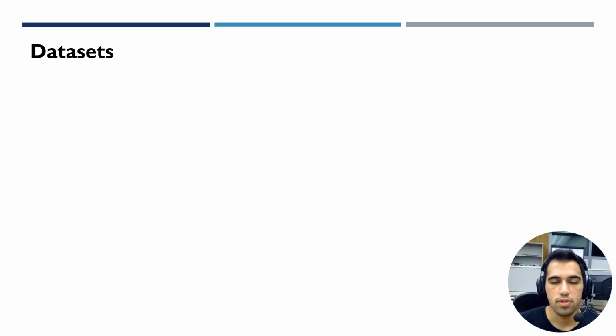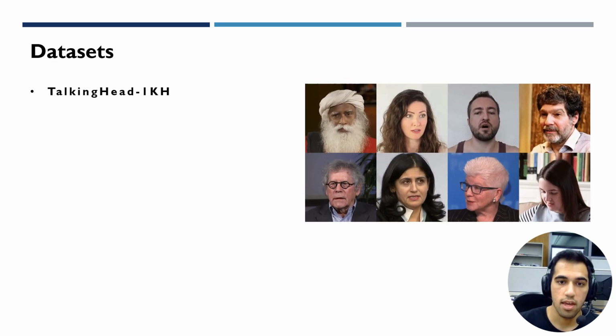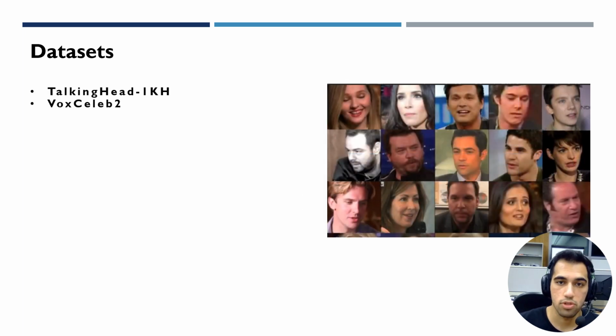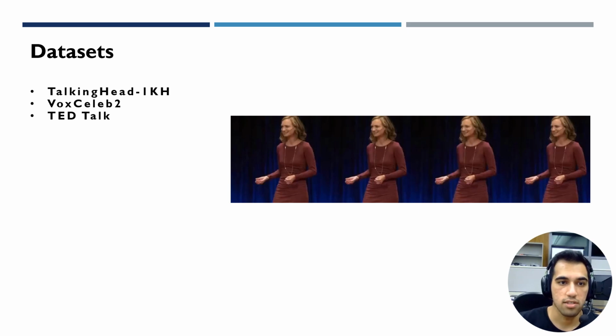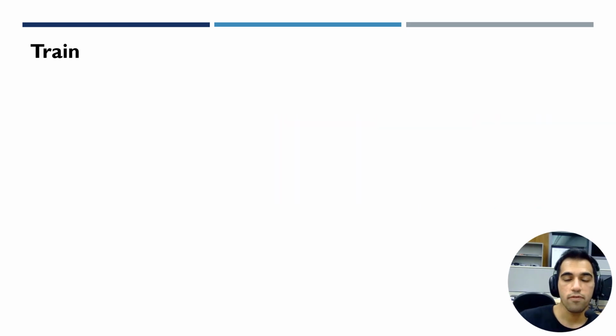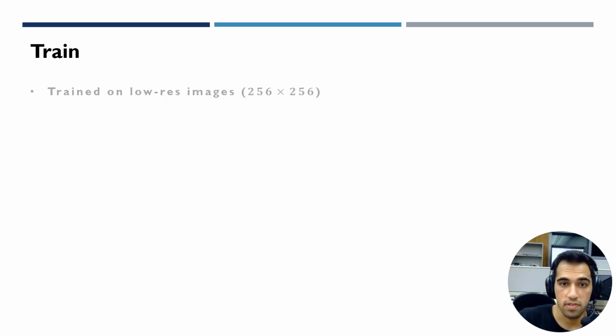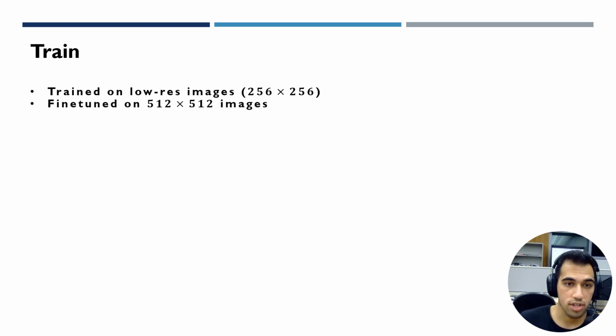For their model, they use multiple datasets. For generating videos for faces, they use the talking head dataset and the VoxCeleb2 dataset. And for the model that was able to regenerate pose and gesture, they used the TED Talk dataset. So for their training, at first they trained their model on images of size 256 by 256. And after they reached a point where they were getting decent results, they started to fine-tune their model on larger images, which were of size 512 by 512.